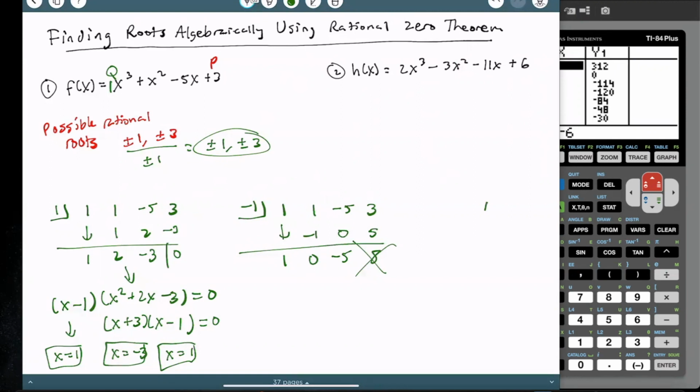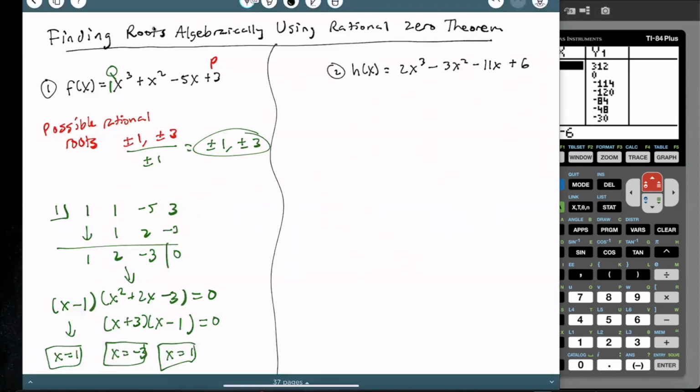All right, let's do one more together. So let me divide this up. Here, if I list my possible zeros, my possible rational roots, or rational zeros, I'll say 0 since it's the rational zero theorem.